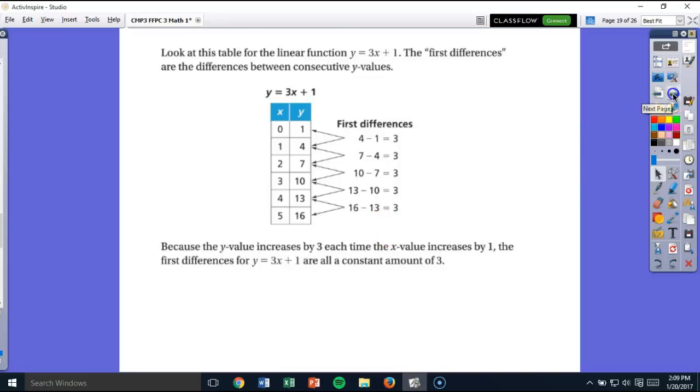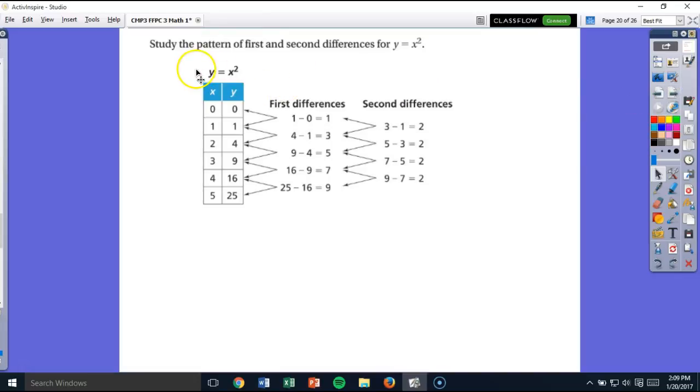Let's take a look at some other equations, shall we? Well, first we want to take a look at what the equation is. It's y equals x squared, and we again have our values of x from 0 through 5. If we plug those in here, we get differing values for y, and our first differences: 1 minus 0 is 1, 4 minus 1 is 3, 9 minus 4 is 5, so on and so forth.